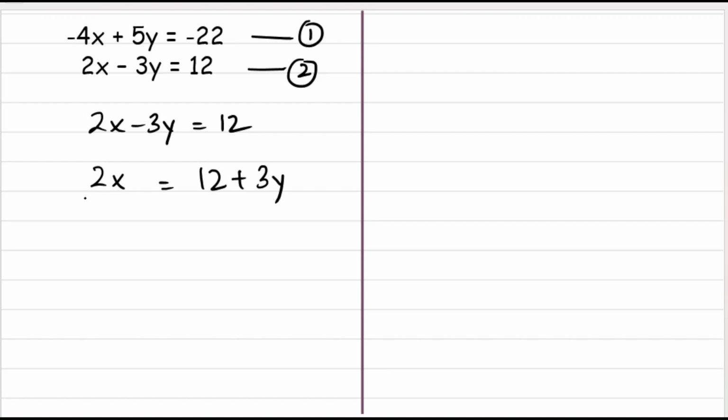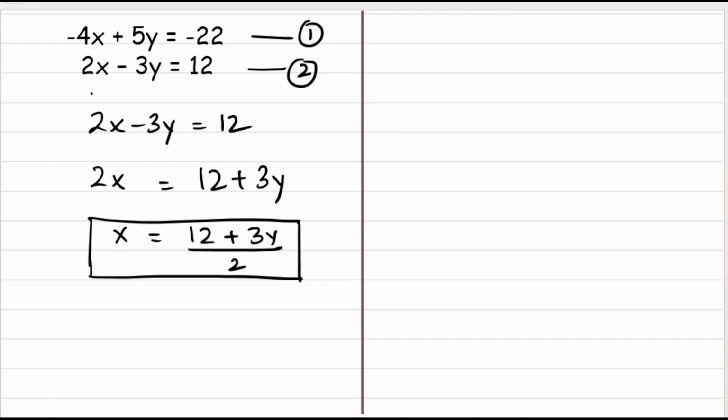Now, this 2 and x are being multiplied. So when this 2 is shifted to that side, it will go with the sign of division. So my value of x is coming out to be (12 plus 3y) divided by 2. This is my expression for x. So I have isolated the variable x from this second equation. My first part is done.